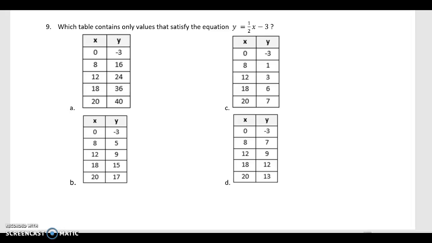Okay, so let's keep working on our review. Number 9 says, which table contains only values that satisfy the equation y equals 1/2 x minus 3? So this is a linear relationship problem, which means if you look on your formula chart, it says slope-intercept form. So y equals mx plus b.